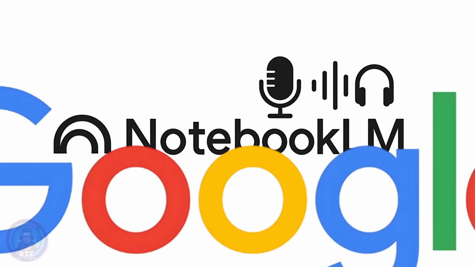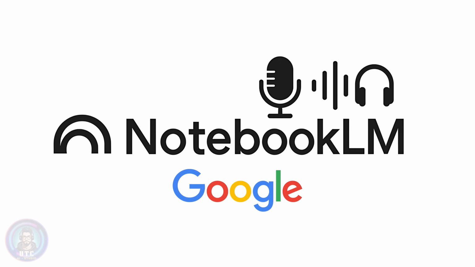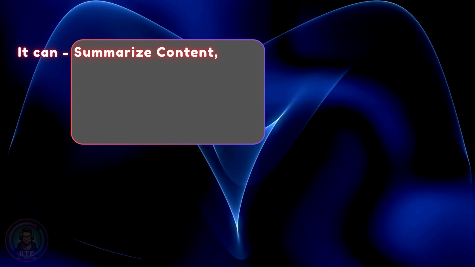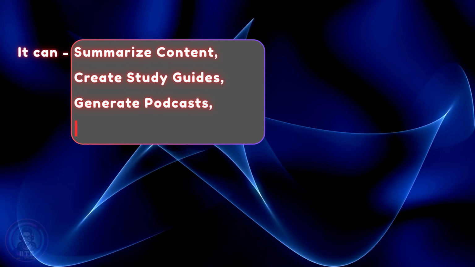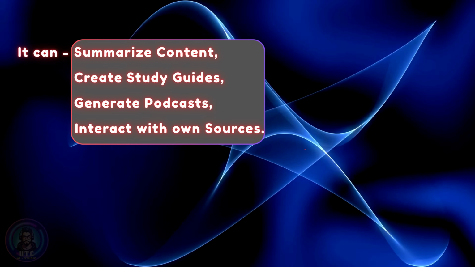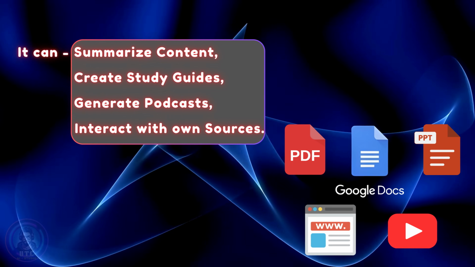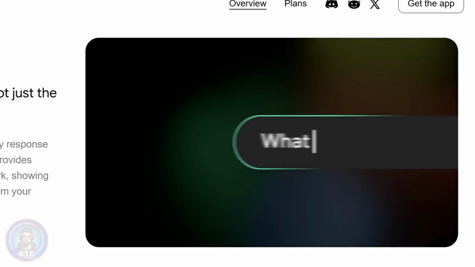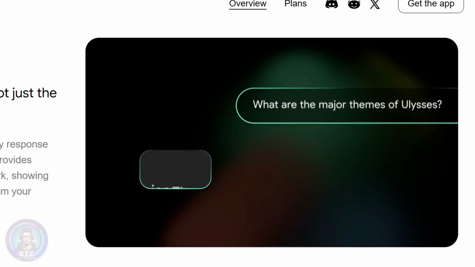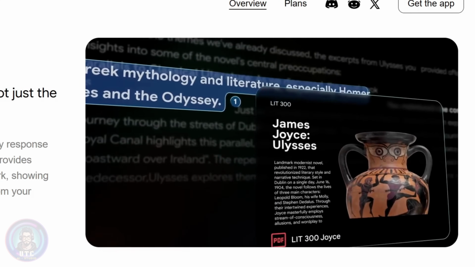Meet NotebookLM by Google, your personalized AI research assistant. It can summarize content, create study guides, generate podcasts, and even let you interact with your own sources like PDFs, Google Documents, slides, websites, or YouTube videos. The coolest thing, every answer is linked to the original source. So you don't just get information, you can verify the source.